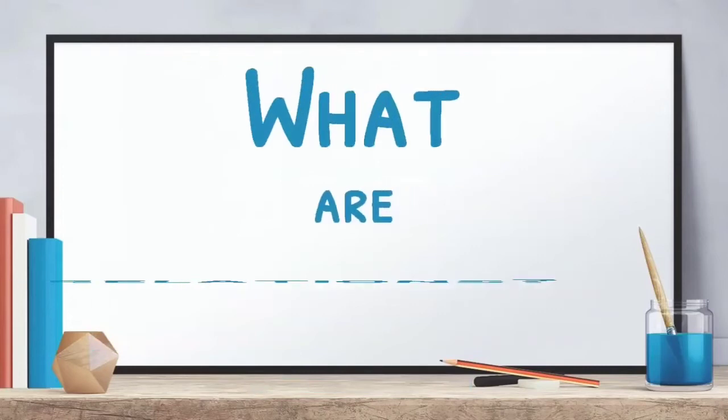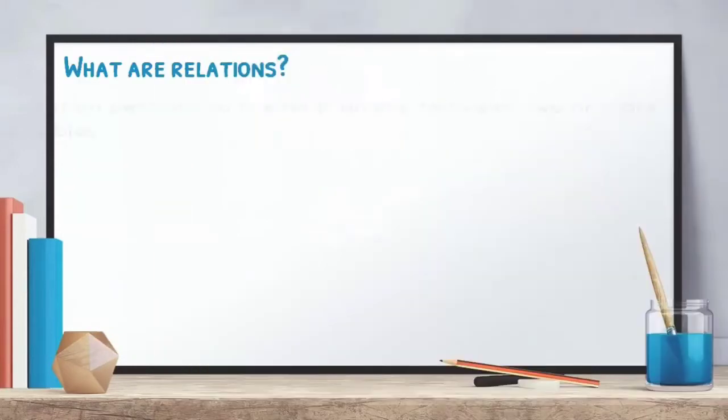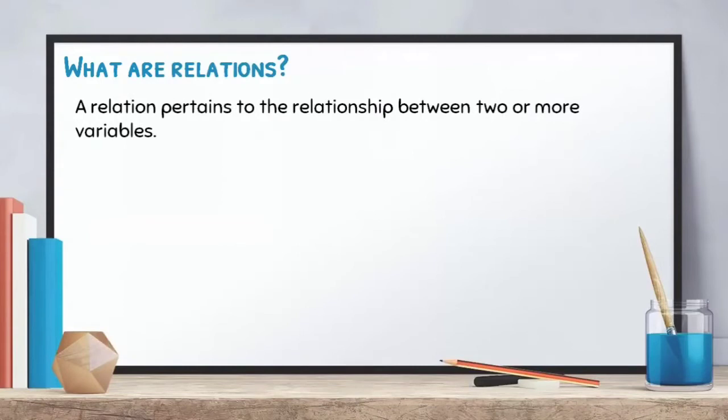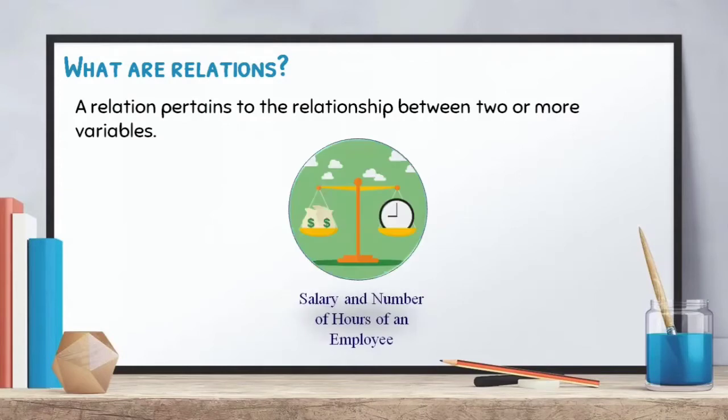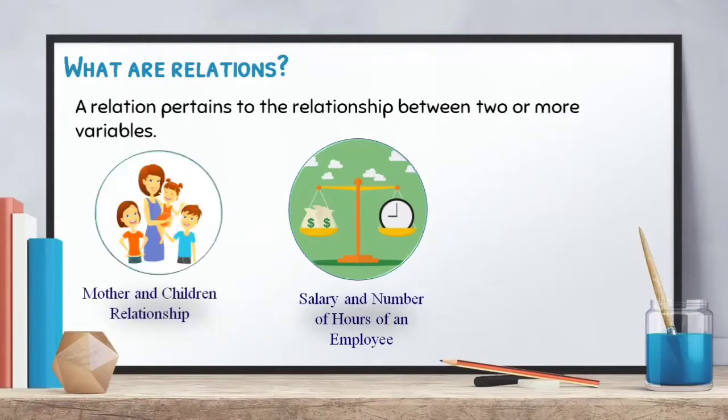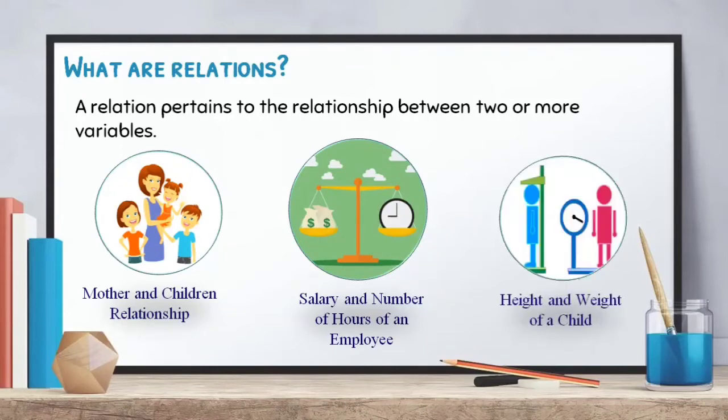What exactly are relations? A relation pertains to the relationship between two or more variables. For example, we have the relationship between salary and number of hours of an employee. So meaning the amount of salary is determined in the number of hours the employee rendered his job in the company. Another example would be the mother and children relationship. And we have also height and weight of a child relationship.